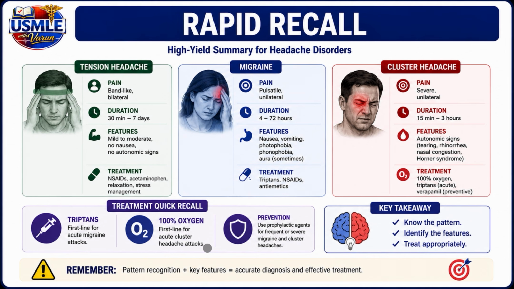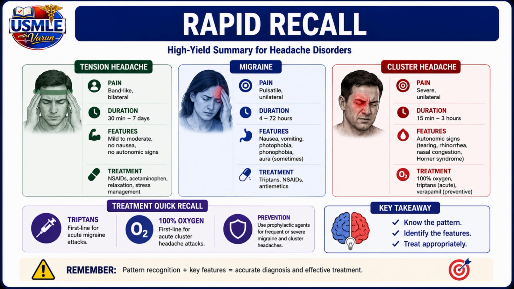Now, let's just try to quickly revise and summarize everything that we have learned in this module. So, tension headache is a band-like bilateral pain lasting for about 30 minutes to 7 days. This is usually mild to moderate. There is no associated nausea or vomiting. There are no autonomic signs. Treatment is usually with non-steroidal anti-inflammatory drugs, acetaminophen, and TCAs like amitriptyline. This can be managed with rest and management of stress.